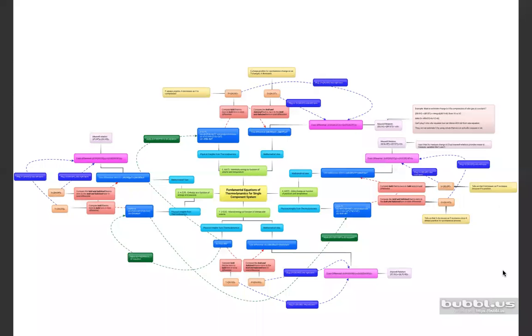So this is my concept map. I'm going to walk through why I did it this way, how I connected things, and what I got out of our discussion about the fundamental equations of thermodynamics in class.